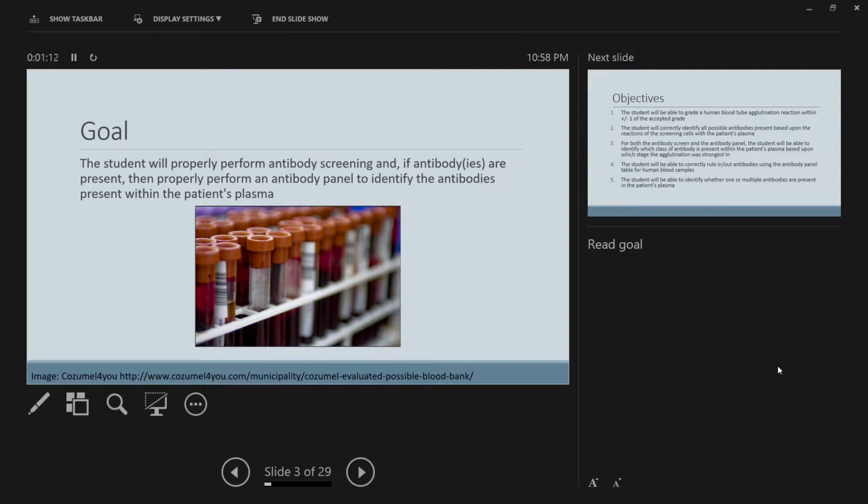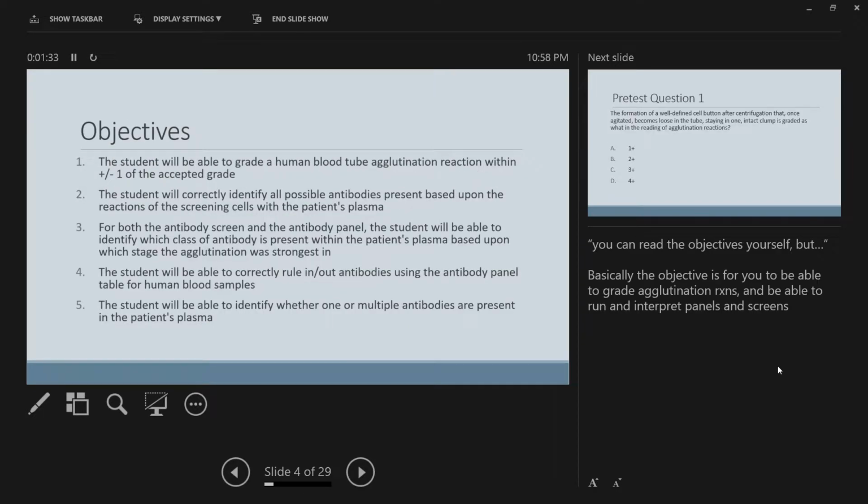Now the goal of this is ultimately for you to be able to properly perform the antibody screening, and if antibodies are present in the sample, then you will perform an antibody panel to identify those antibodies. And you can read the objectives yourself, but the basic objective is for you to be able to grade agglutination reactions correctly and be able to run and interpret both panels and screens.